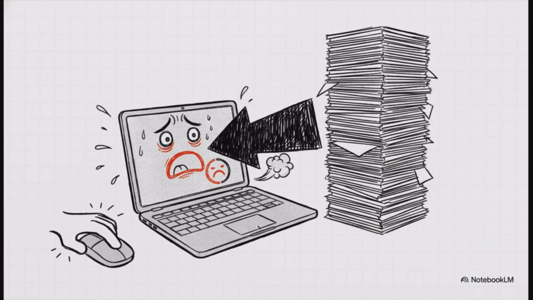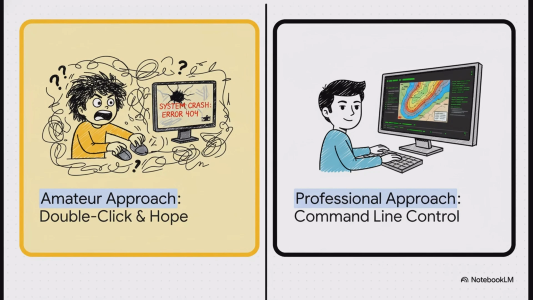It's frustrating. And this right here perfectly illustrates the difference. The amateur approach is to double-click and just hope for the best. The professional approach is to take control right from the start, using the command line. Now, I know that sounds a little intimidating, but trust me, it's incredibly simple and it makes all the difference.